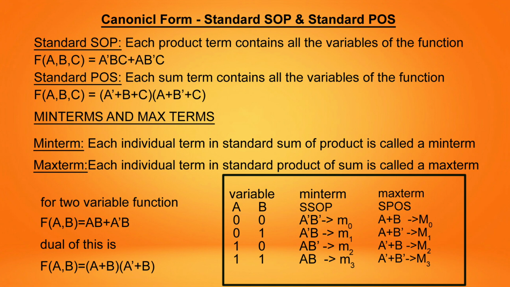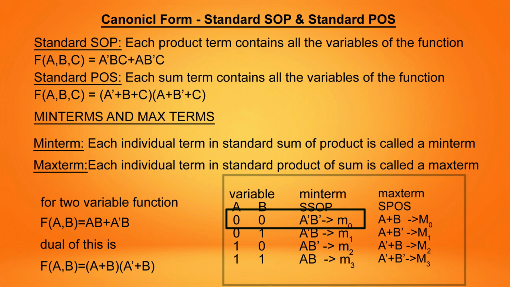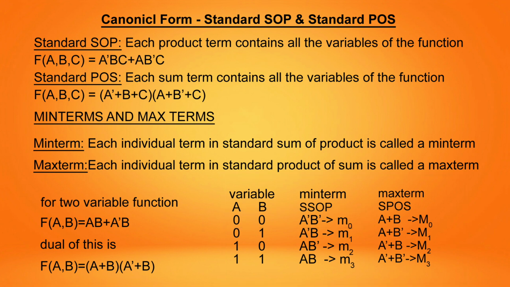If your function represents 0,0, then the minterm is a bar b bar. This is also called m0, that is minterm 0. Now, if the function represents 0,1, the minterm is a bar b, that is m1. Similarly, if the function represents 1,0, the minterm is a b bar, that is m2. Now here we are having 1,1, the minterm is ab, that is m3. We usually use small letter m to represent minterms.